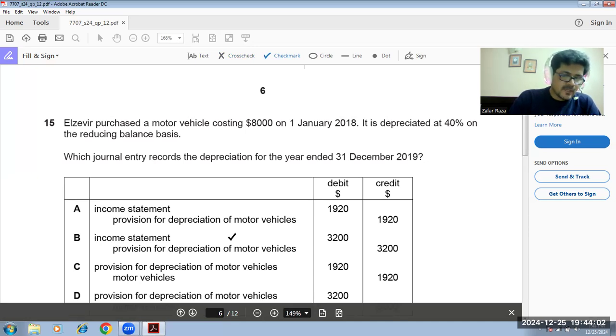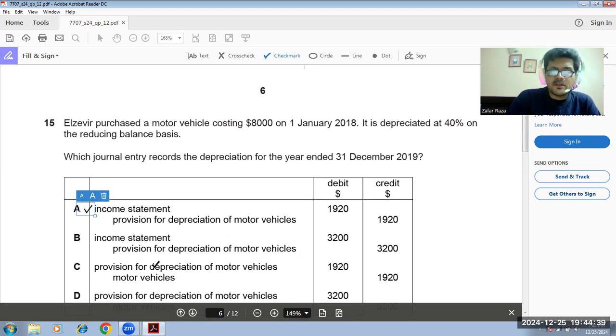How to calculate? 8,000 multiplied by 60%. So 4,800 was the book value after 2018. So in 2019, the book value was 4,800. If we calculate 40% of the book value, it means 1,920 could be the answer. And one thing, provision for depreciation should always be debited till the asset is with us. So it means A option should be the answer.